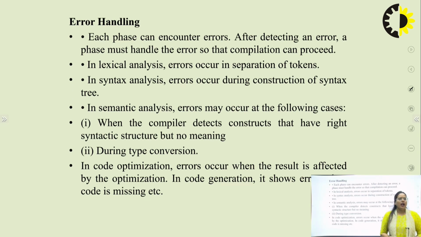Now the last is error handling. Each phase can encounter errors. After detecting an error, a phase must handle the error so that compilation can proceed. In lexical analysis, errors occur in the separation of tokens. In syntax analysis, errors occur during the construction of the syntax tree. In semantic analysis, errors may occur in the following cases. First, when the compiler detects a construct that has the right syntactic structure but no meaning. Second, during type conversion. In code optimization, errors occur when the result is affected by the optimization. In code generation, it shows an error when code is missing.